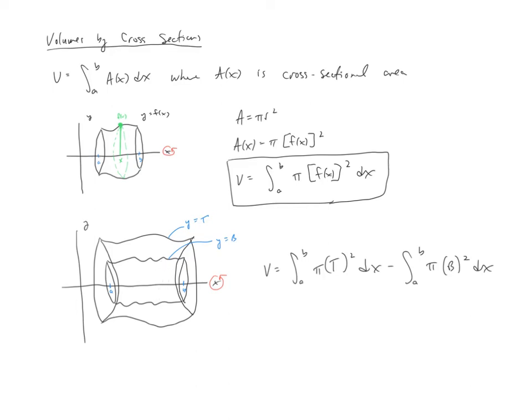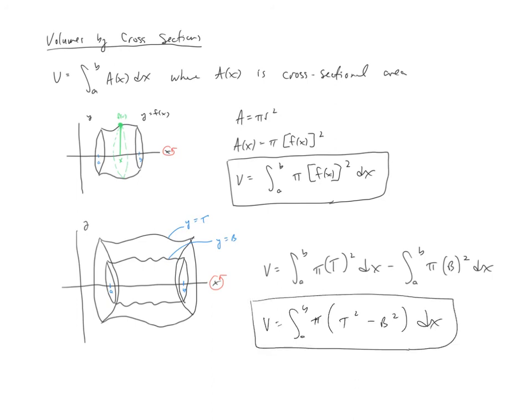And if I combine this now, we do actually end up with our pi, and then we have our top squared minus our bottom squared dx. So I went ahead and factored the pi out of both of those as well. And you could also take the pi outside of the integral entirely. But here's our volume now, provided we have a hole drilled out in the middle.